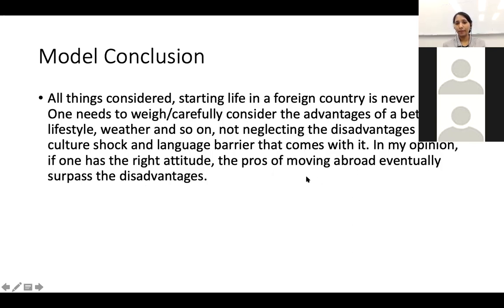Is this clear? And then in the end, you say, in my opinion, if a person has the right attitude, then you're restating your opinion. You're saying, in my opinion, if someone has the right attitude, the benefits or the pros of moving abroad eventually surpass the disadvantages. So you're restating your opinion once again. So this is how you write a model conclusion.